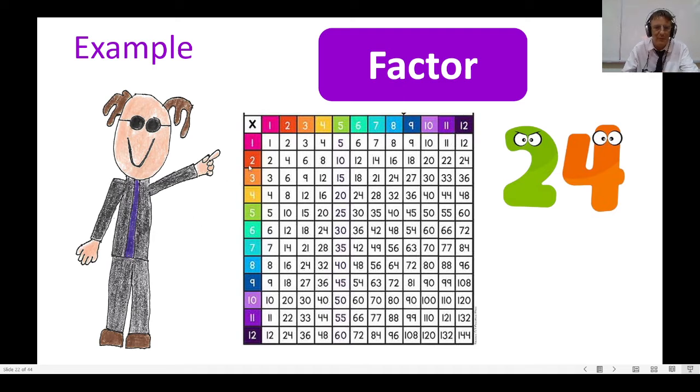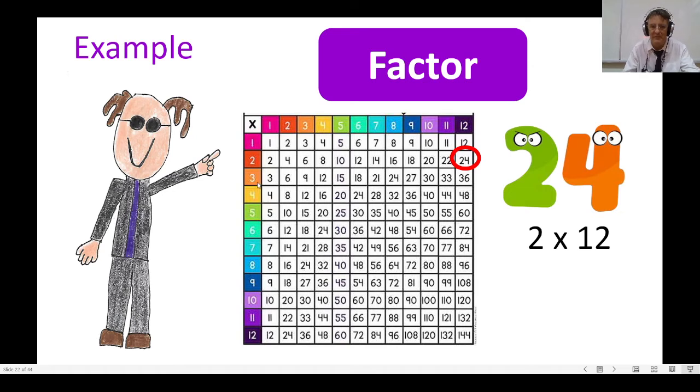We start off with number 2. We divide number 2 into 24, and we go along the table and we see that 2 times 12 equals 24. So let's put a circle there. And so 2 times 12 are factors of 24. But I know there are more than one pair of factors.